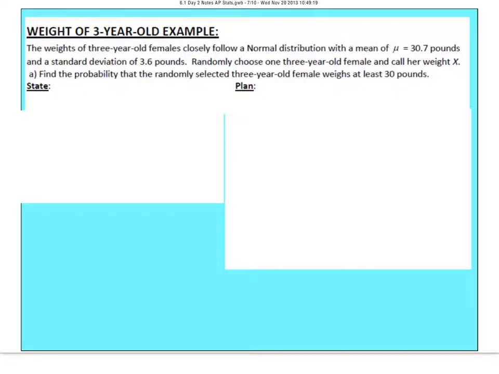Let's look at the weight of a 3-year-old. The weights of 3-year-old females closely follow a normal distribution, with a mean of 30.7 pounds, standard deviation of 3.6 pounds. We randomly choose one 3-year-old female and call her weight X. So that's our variable, the weight of the one 3-year-old. Find the probability that a randomly selected 3-year-old weighs at least 30 pounds. Now, we did this work back in Chapter 2, so this is just a really good review.